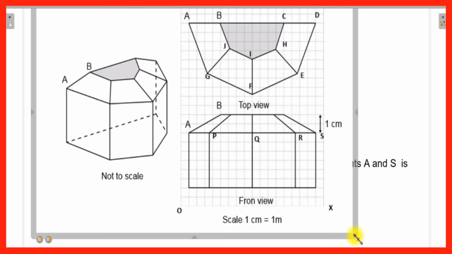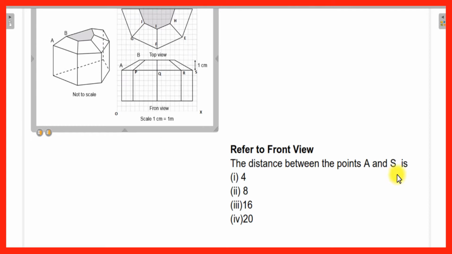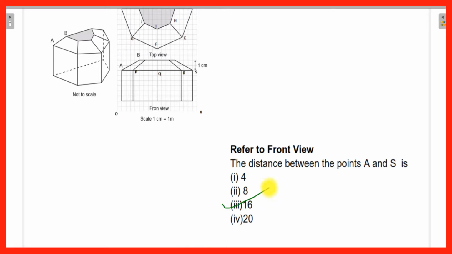It is so simple. You must know how to find the distance between the 2 points A and S when these 2 points are on the graph. So the distance will be 16, and so your correct option will be C.